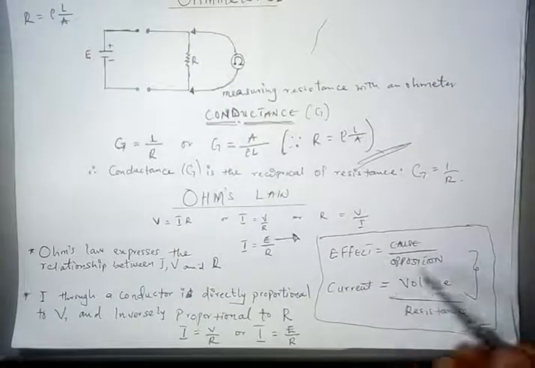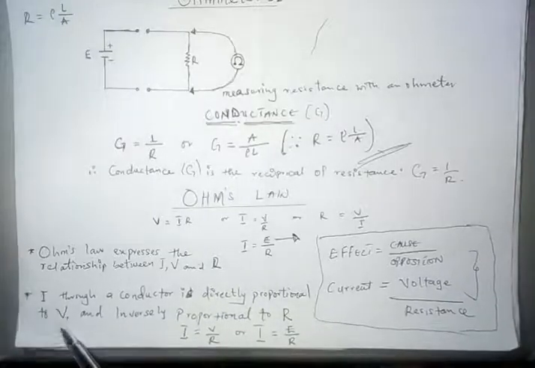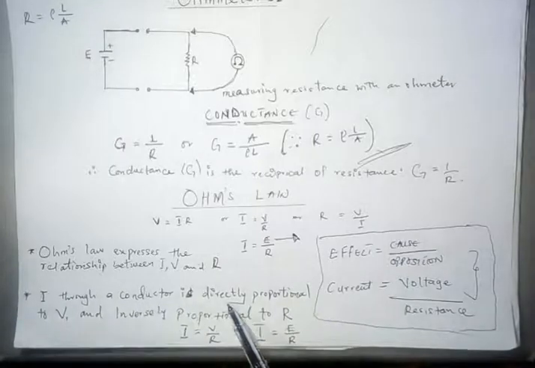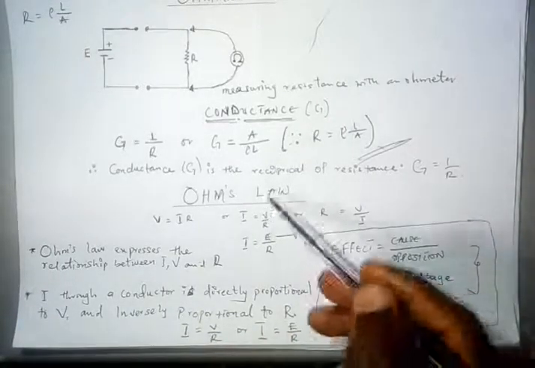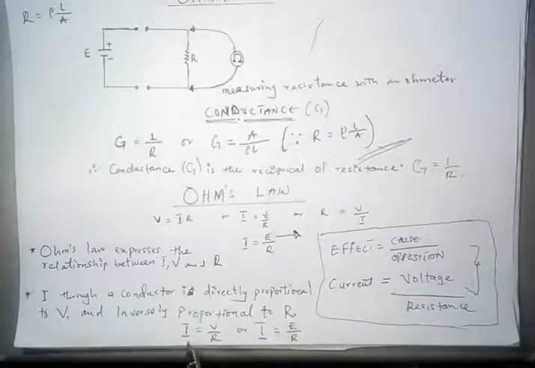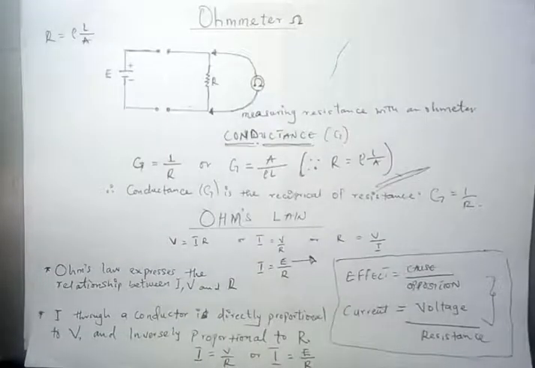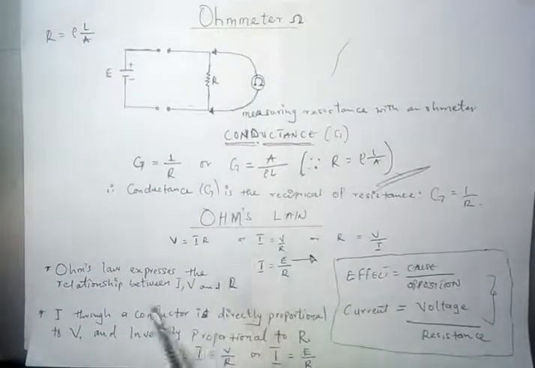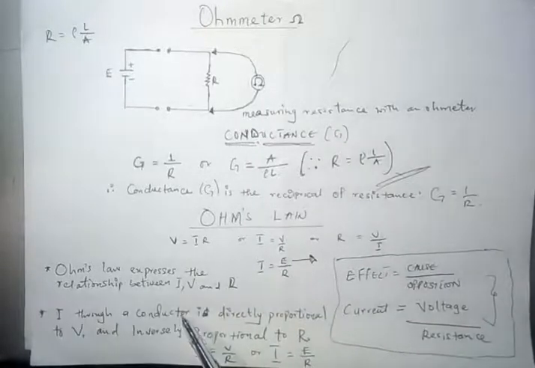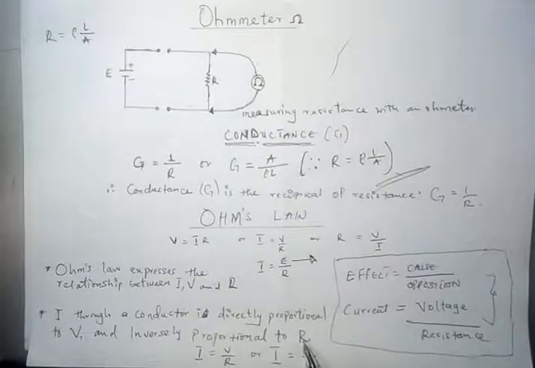Therefore, we can say Ohm's law expresses the relationship between current, voltage, and resistance. We can also say the current through a conductor is directly proportional to V and inversely proportional to R. So we have I equals V over R, or I equals E over R. Those are the two deductions we can get from Ohm's law. Ohm's law states that the current that flows through a metallic conductor is directly proportional to the voltage and inversely proportional to the resistance, provided the temperature remains constant. So that is all about Ohm's law.